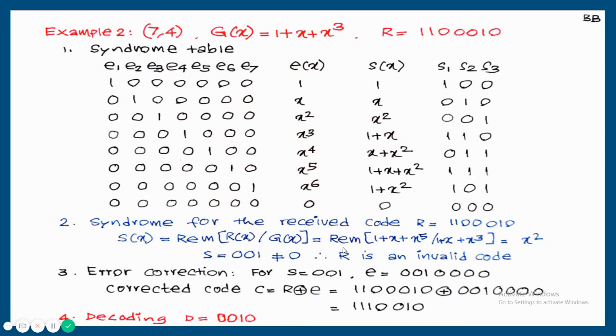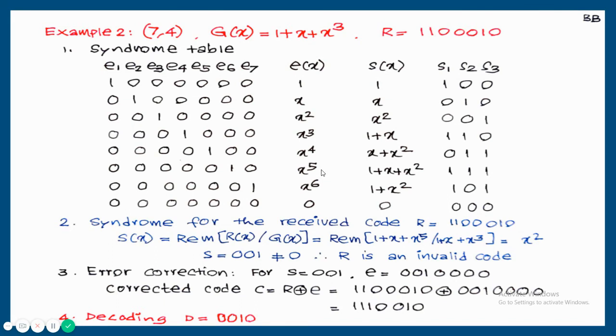So once it is an invalid code, the equivalent error pattern should be selected. For 001, the equivalent error pattern is 001 0000. This is the equivalent error pattern. This error pattern is going to XOR with the received bits. So the received bits are 110 0010, XOR this error pattern 0010 000. So that is the final answer.